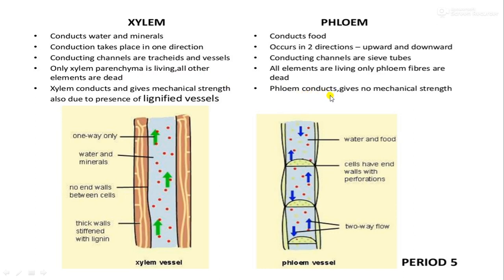And phloem conducts but doesn't give mechanical support, it's xylem. So see, this is the upward unidirectional transport. This arrow shows only upward conduction of water, unidirectional flow of water, and here water flows in both directions. So this is all about the complex tissues in plants.